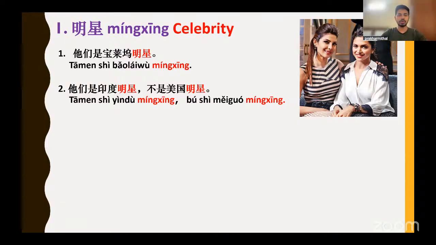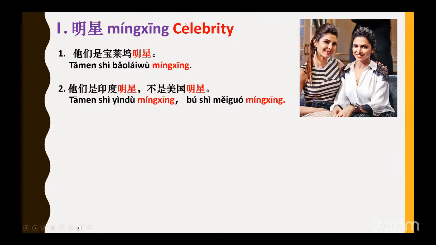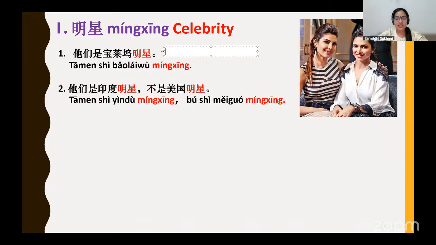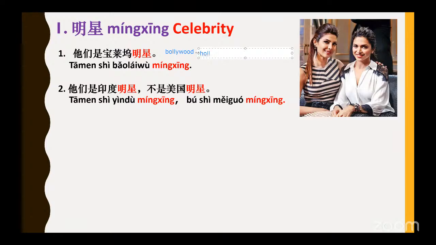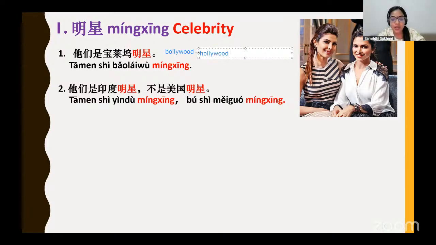Prakhar, can you read the first sentence? 他们是宝莱坞明星. Very good. Anybody can tell what is 宝莱坞? Bollywood. Yeah, 宝莱坞 is literally Bollywood. And similarly, what will be 好莱坞? Hollywood. Very good. Yeah, Hollywood is Hao Lai U. It starts with HAO. Hao Lai U.